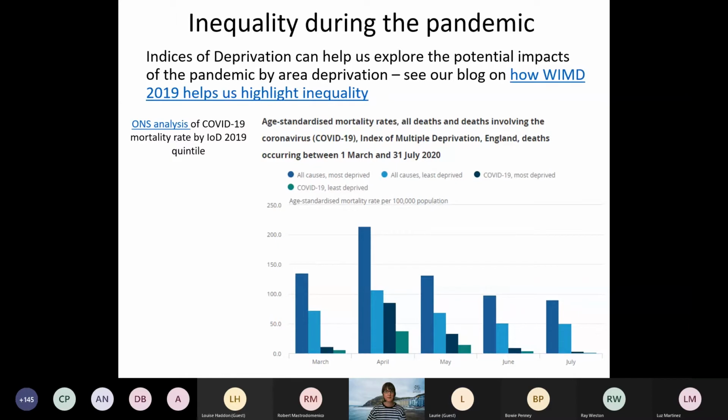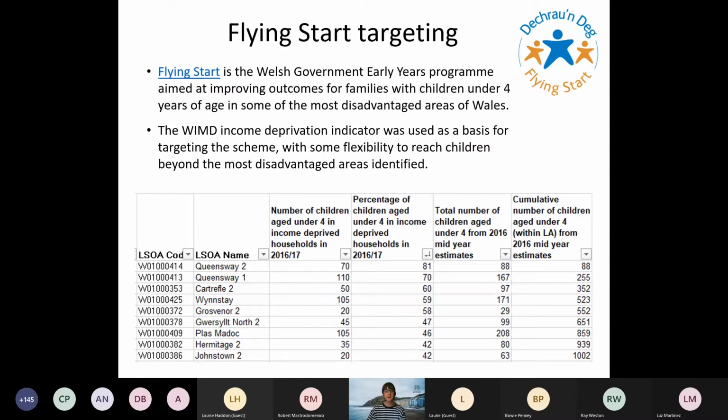Let's move on to the next example, which is quite specific, where data has been used to target a flagship Welsh Government policy at a local level. There are similar examples for England and Scotland on other schemes, other policies. So Flying Start is an early years programme aimed at improving outcomes for families in some of the most deprived areas of Wales. And the WIMD income deprivation indicator forms the basis for directing the policy. But there's some flexibility for local authorities to reach children outside the most deprived areas.